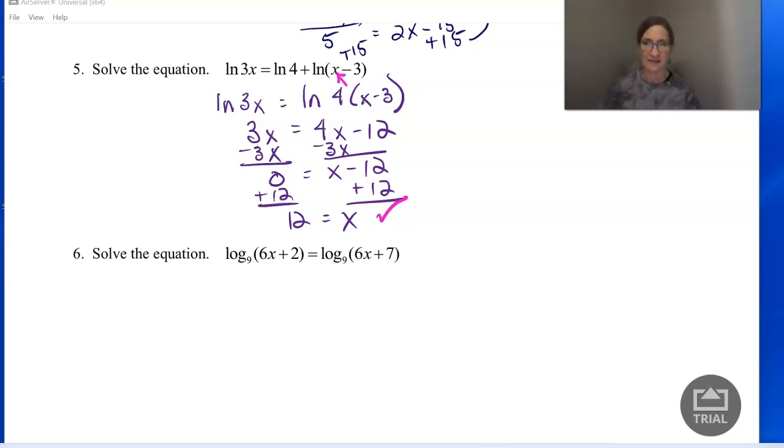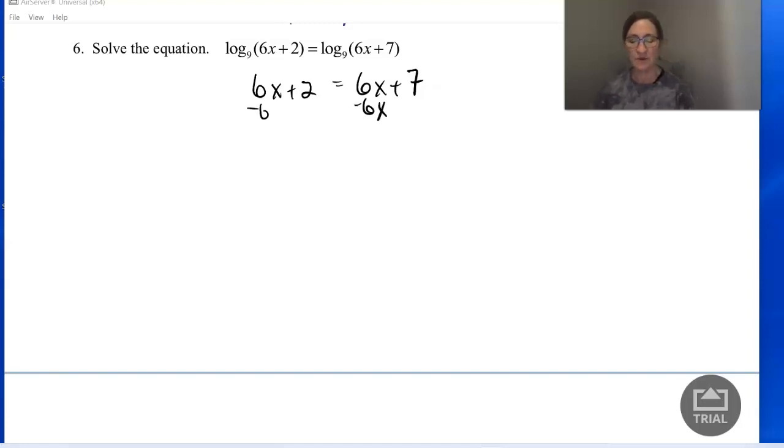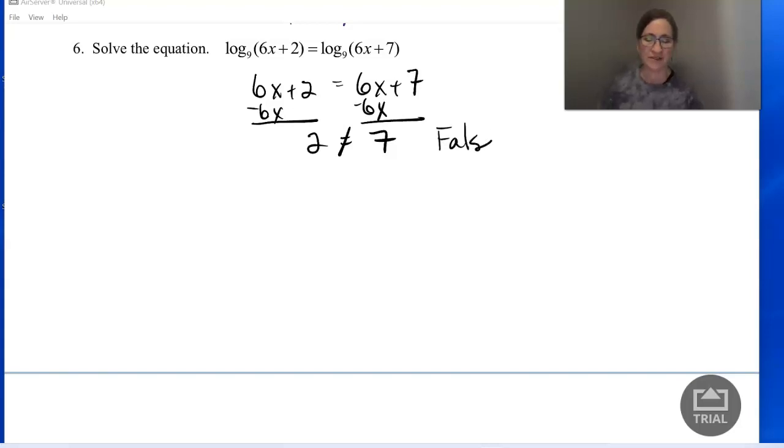All right, last one in terms of this equivalency. Well, not quite the last one. Last one on here, and then I'm going to give you an extra one. I'm going to set these equal to each other because I have the same base with these logs. So 6x plus 2 equals 6x plus 7. If I subtract 6x from both sides, I get 2 equals 7. Well, that's not true. That's false. So when you get a false statement, that means there's no solution.